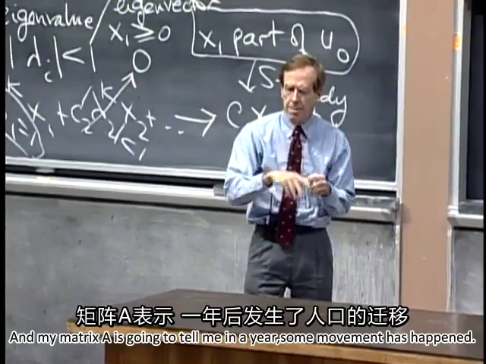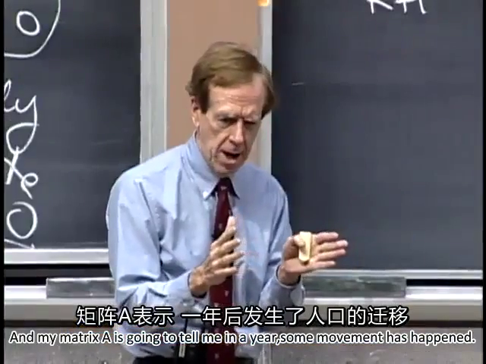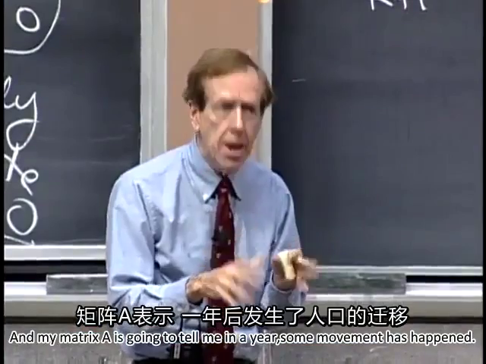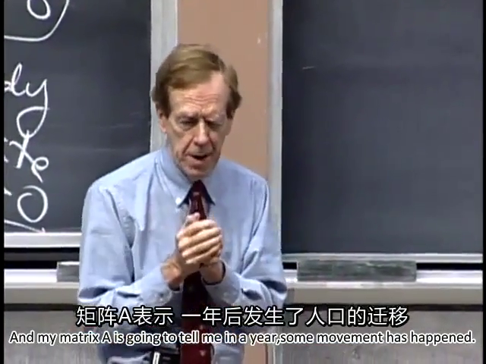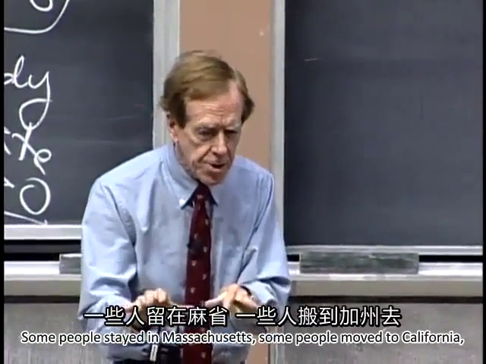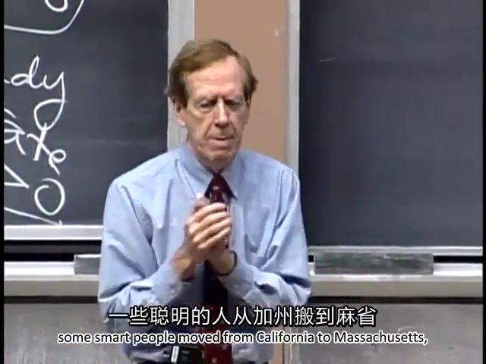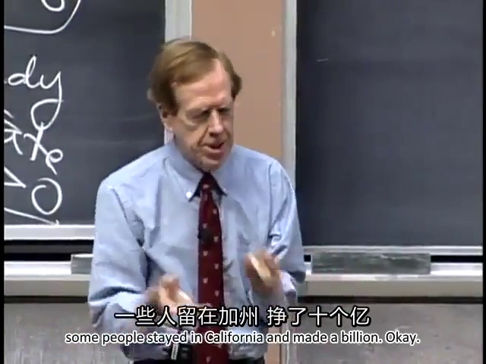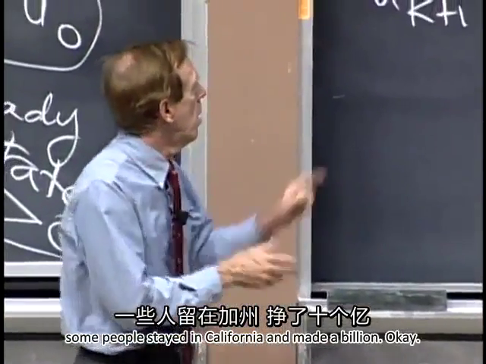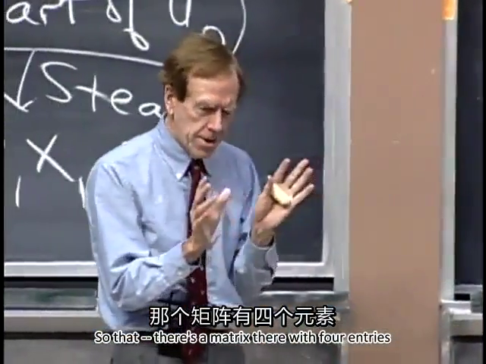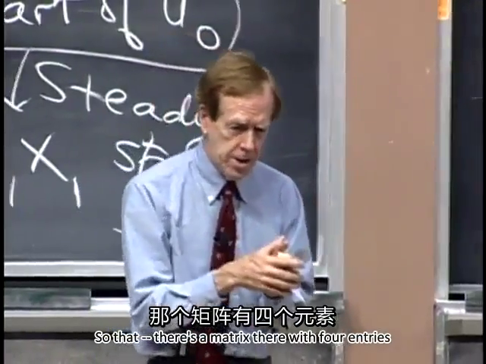And my matrix A is going to tell me in a year, some movement has happened. Some people stayed in Massachusetts. Some people moved to California. Some smart people moved from California to Massachusetts. Some people stayed in California and made $1 billion. OK, so there's a matrix there with 4 entries.